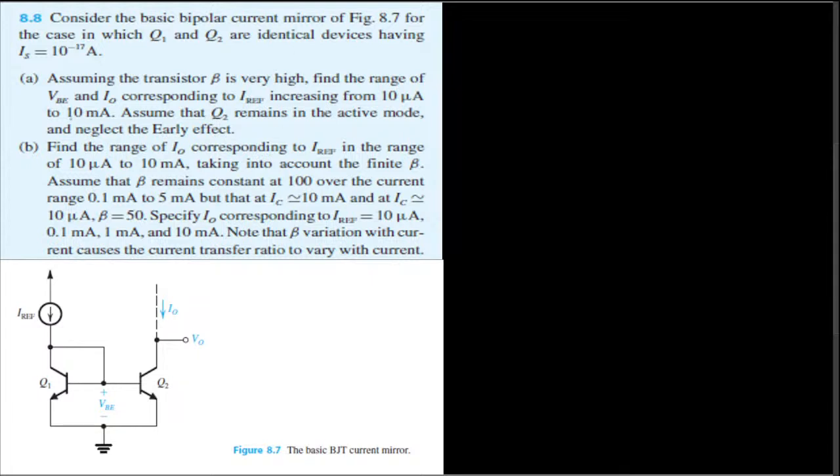Okay, so here they are asking us to find the VBE and IO range when the IREF current is increasing from 10 microampere to 10 milliampere. This is the information provided. We have IS, that is 10 to the power minus 17 ampere, and there's a relation between IS and I reference, given by I reference is equal to IS times e power VBE over VT.